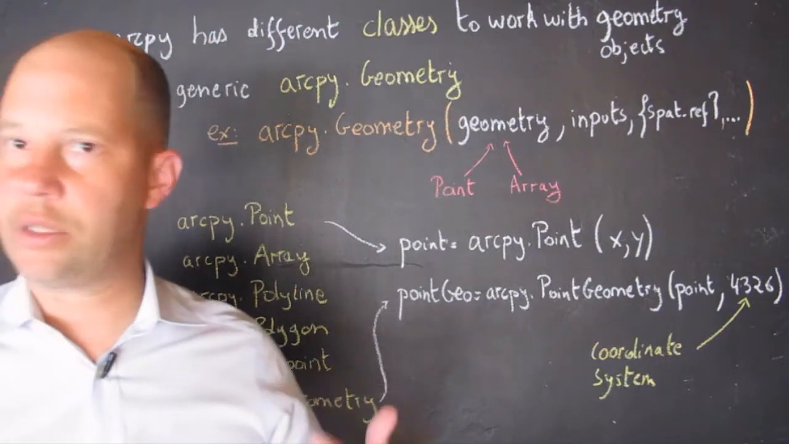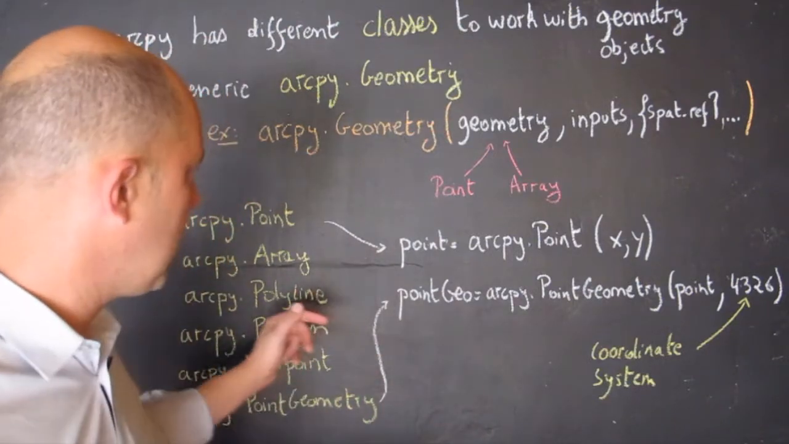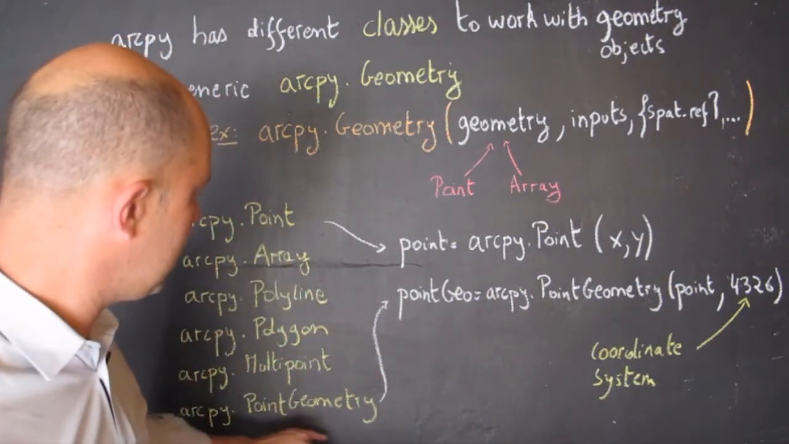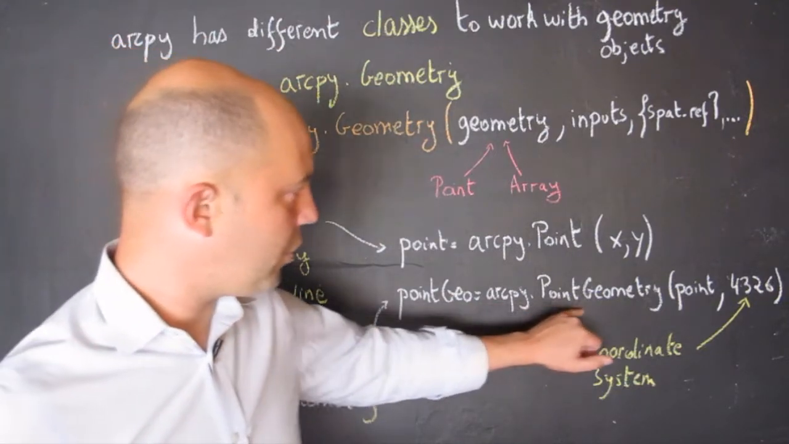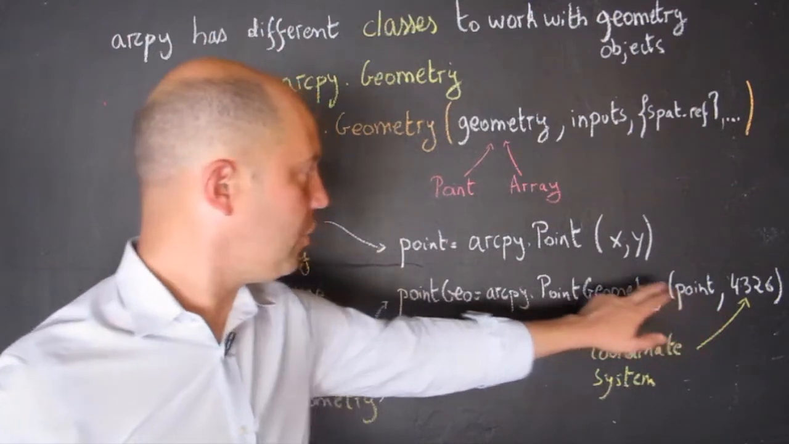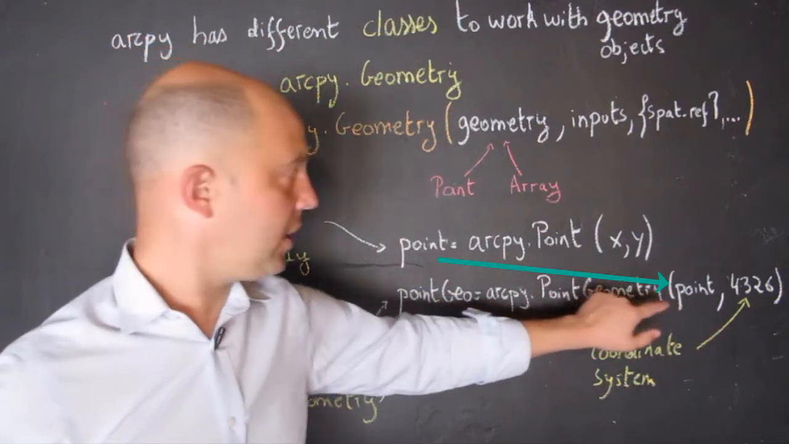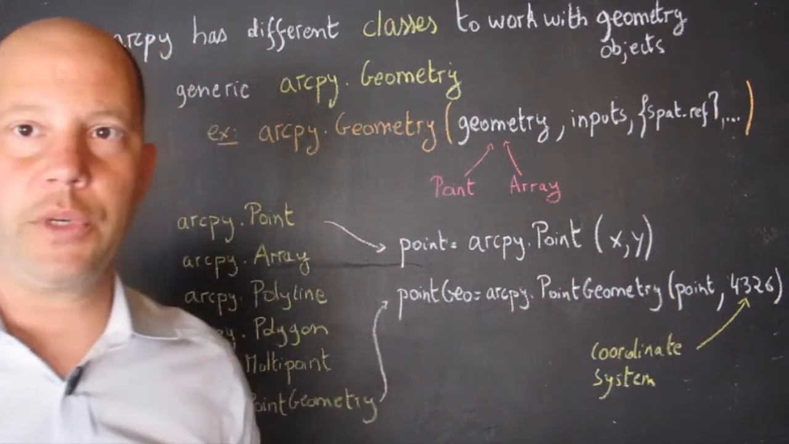So these are simply the coordinates, longitude, latitude. That's one example. The other one is this one, point geometry. The variable is equal to arcpy.PointGeometry, and it uses the point that has just been created, the point object, and then adds that number at the end, which is the spatial reference.